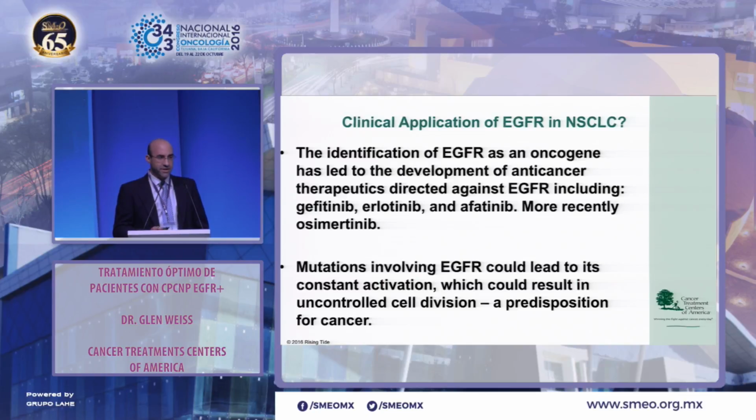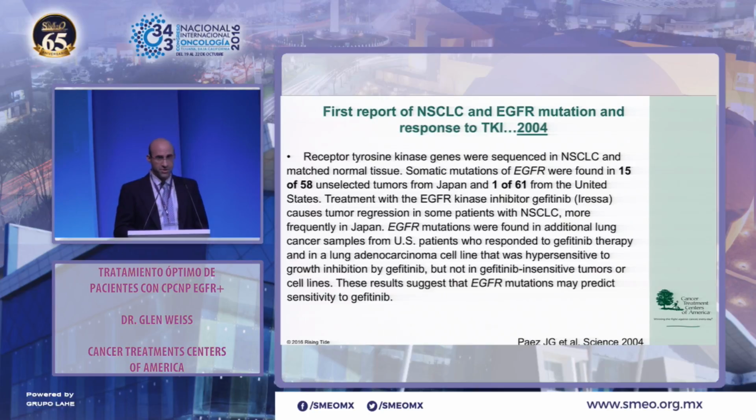Mutations in EGFR could lead to constant activation of this receptor and downstream signaling, and this leads to uncontrolled cell division and growth, and makes the EGFR receptor and inhibition of that signaling an attractive target for this disease. So to bring you back to 2004, these are several of the lines from this seminal paper in Science that looked at trying to identify who would be more susceptible to this EGFR tyrosine kinase receptor inhibitor, gefitinib.